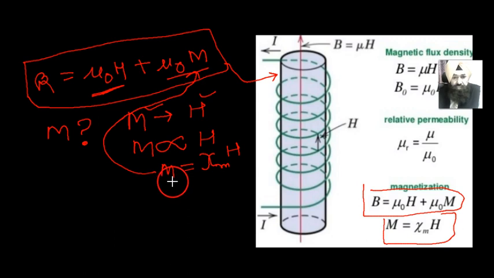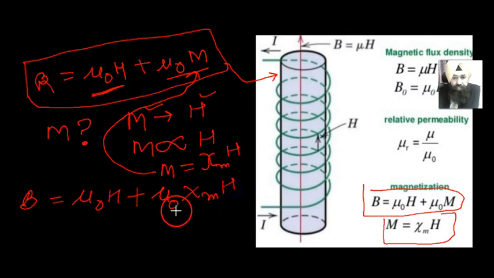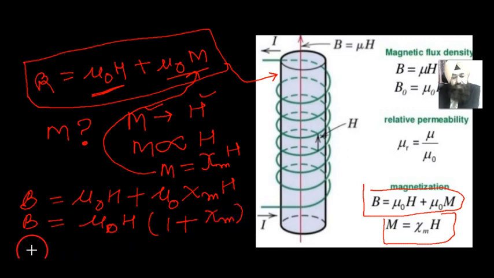What does the relation become now? Now the relation becomes B equals mu naught H plus mu naught M. What is M? Chi m into H. Right? Mu naught H taken as common: 1 plus chi m. Okay, this is B.